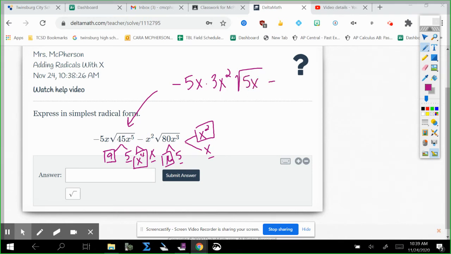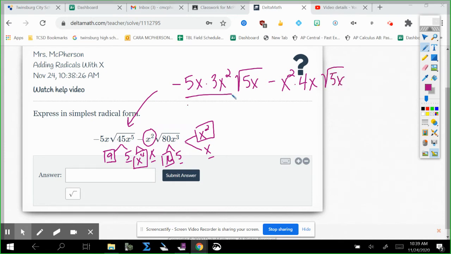Now I'm going to do the same thing with the next one. It starts with a negative x squared in front. And then I'm going to take the square root of 16, which is 4. And then I'm going to take the square root of x squared, which is x. And I still have a square root of 5x left. I got a lot going on here.